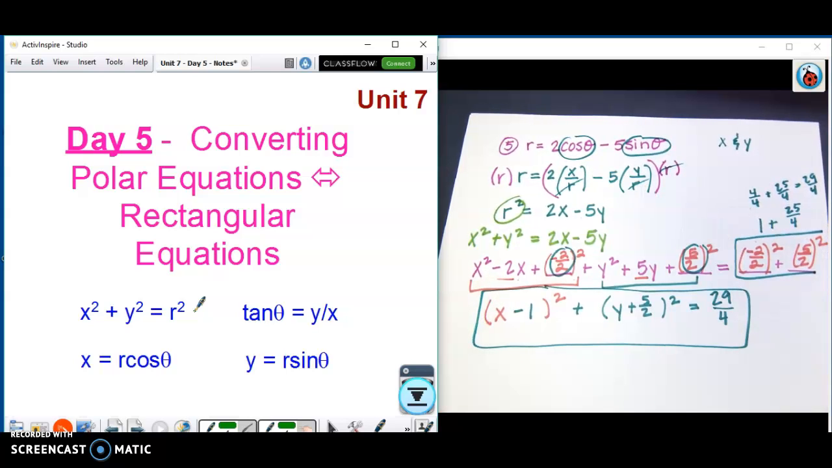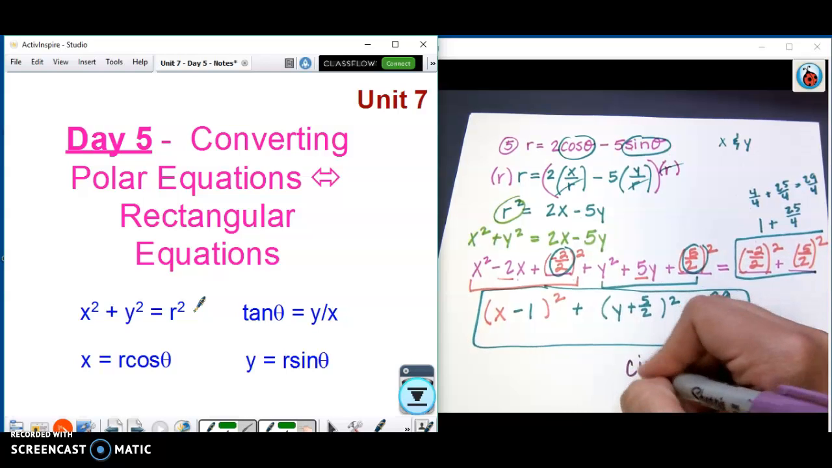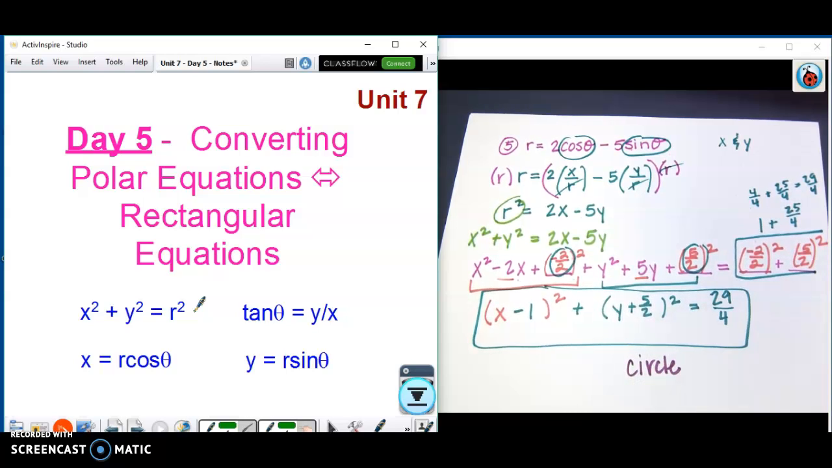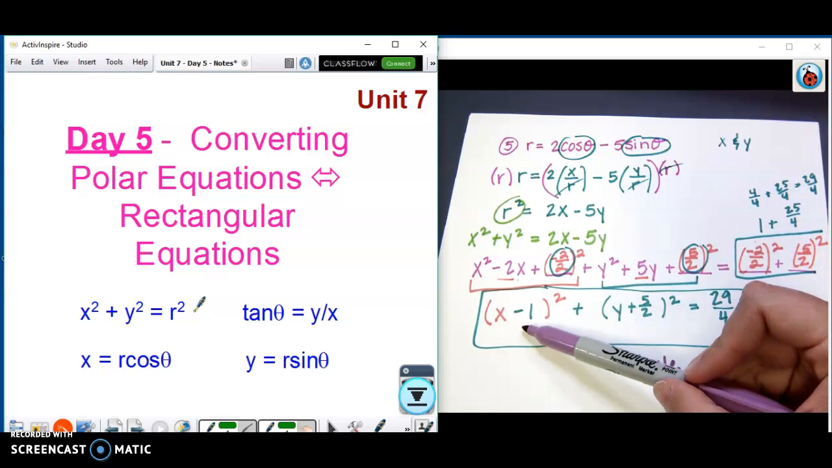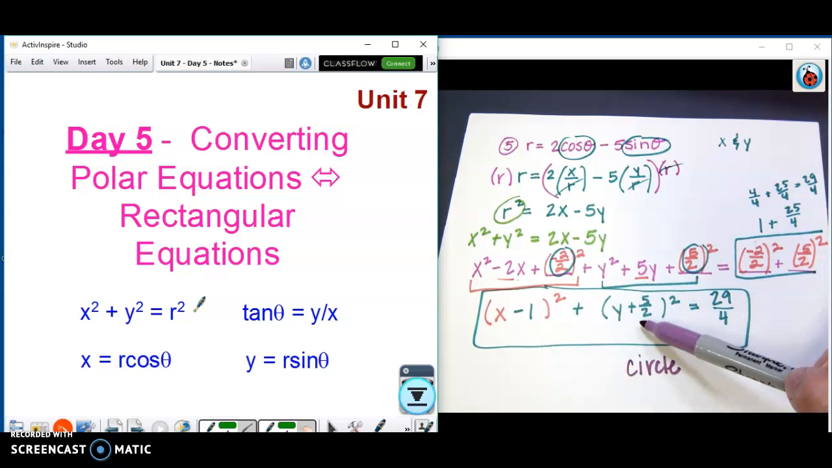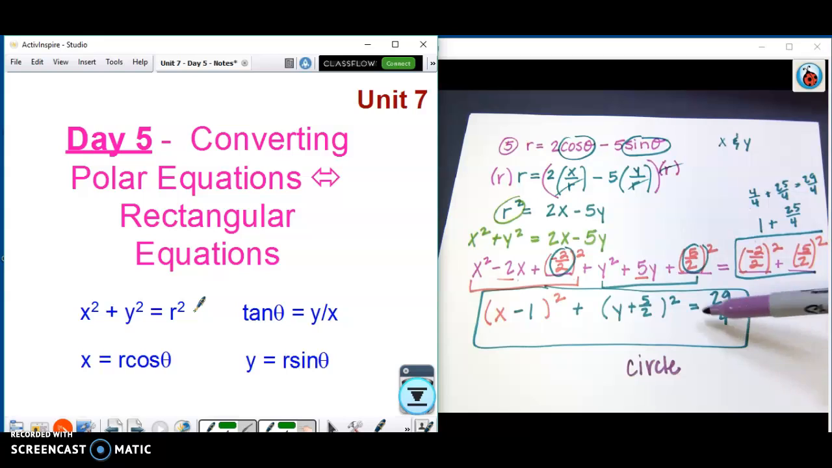As you can see here, this is in standard form now in our rectangular form. This is the circle. From our circle, we can get lots of things. The center would be positive 1, negative 5 over 2. The radius would be the square root of 29 over 4. So you could get that information. So that is how you go from polar to rectangular. You're going from r's and thetas to x's and y's.